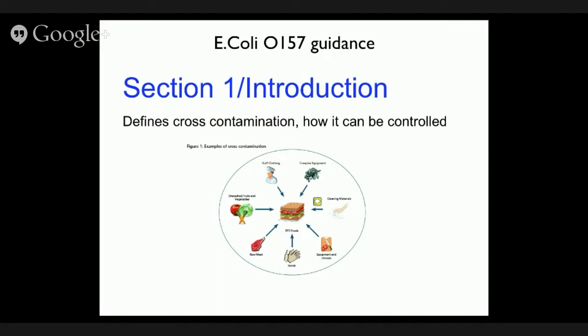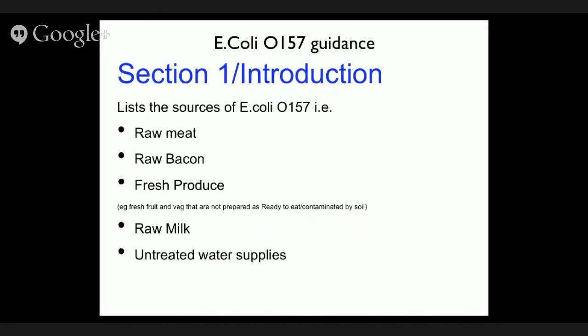Section 1 defines cross-contamination and how it can be controlled. And there's an illustration there just to show you. It lists the sources of E. coli O157, for example, raw meat, raw bacon, fresh produce, i.e. fresh fruit and veg that are not prepared as ready to eat and may be contaminated by soil, raw milk, although that is fairly uncommon, and untreated water supplies.